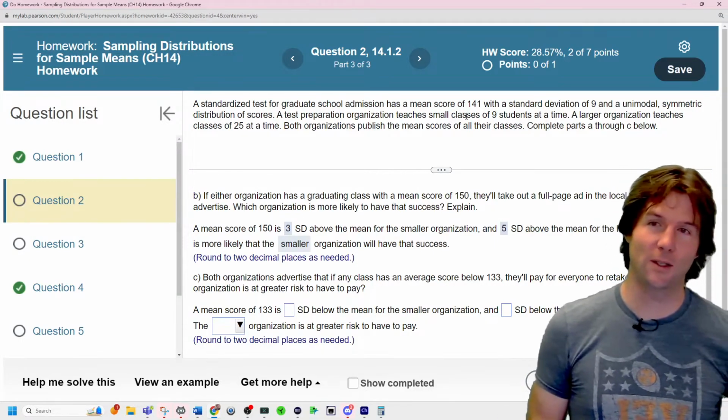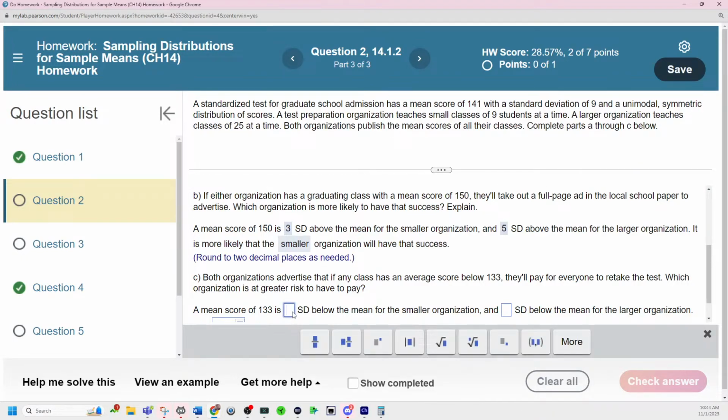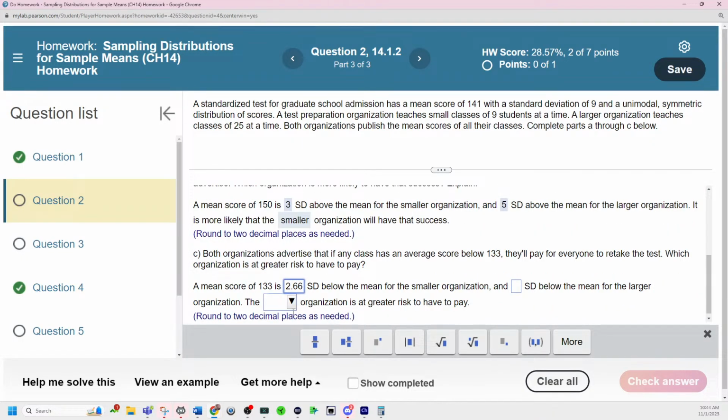It's 8 below, right? So then I think, what's 8 divided by 3? 8 divided by 3 is 2.66 standard deviations below. It'll round up to that. And then 8 divided by 1.8, oh my gosh.